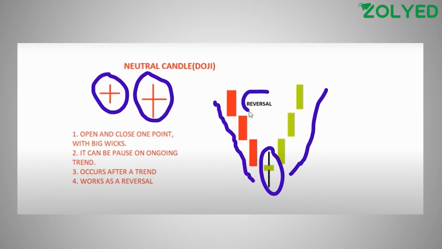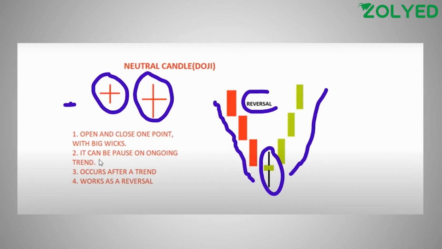So this is a reversal trend. The first point is open and close at one point, with big wicks. The market opens and closes at the same point, which we have understood on a blank page, friends. The second point is that it can be a pause in an ongoing trend.